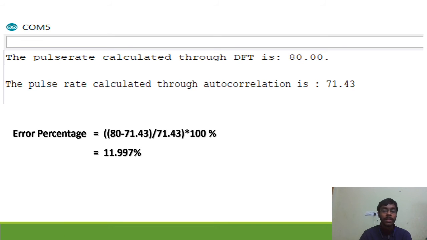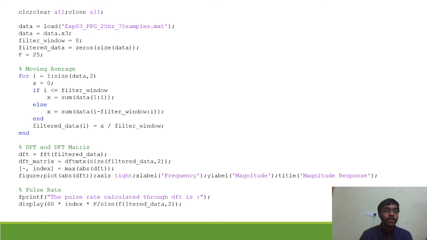Now we have to do the same experiment in MATLAB. So let's look at the MATLAB code. The first 3 lines are for clearing the previous inputs. Now we load the data. Then we declare the fs and so on. Now we are applying the moving average function in this part.